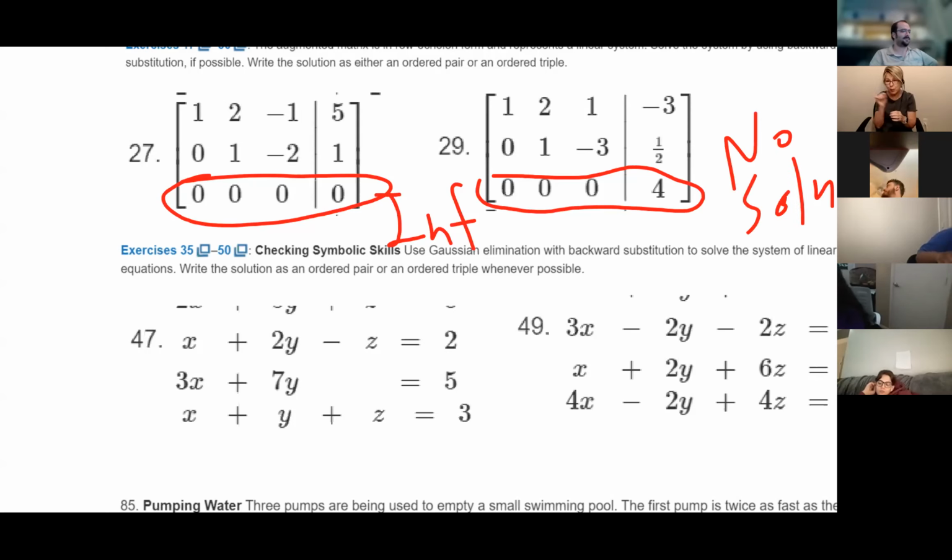Like my zeros. Okay, if I see no solution, guess what? I can probably rejoice a little bit. I don't have to do all that back solving. I'm done with that guy, right? He's out of here. I see something with infinite solutions. What's my strategy then?